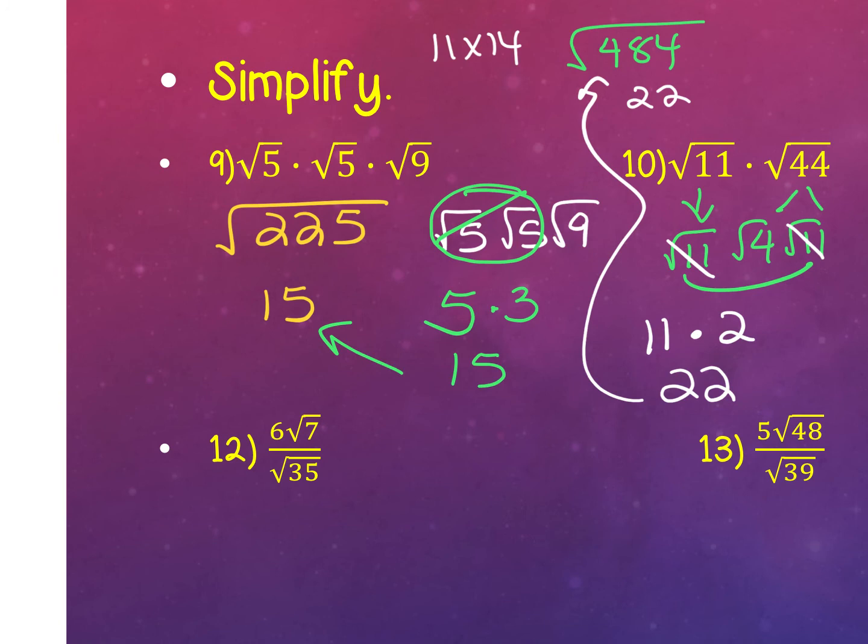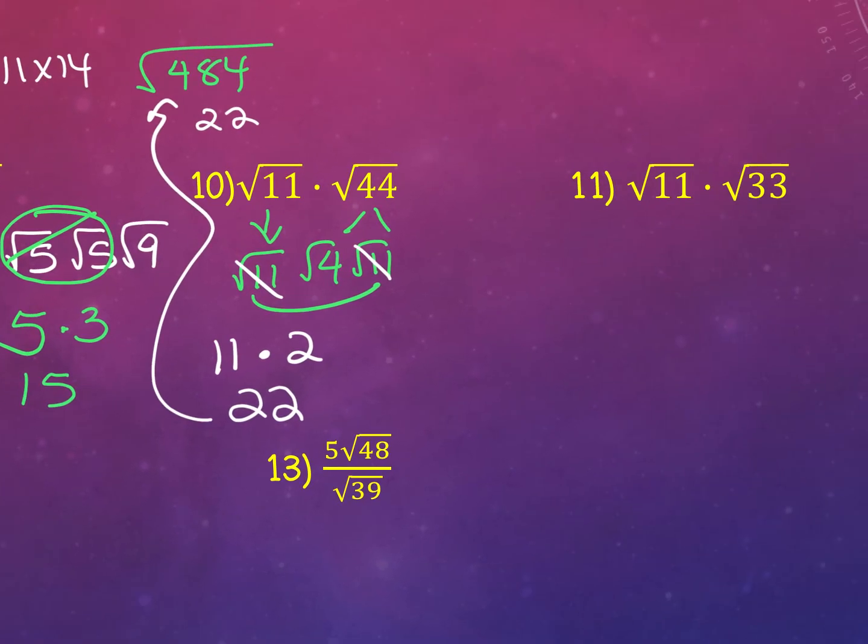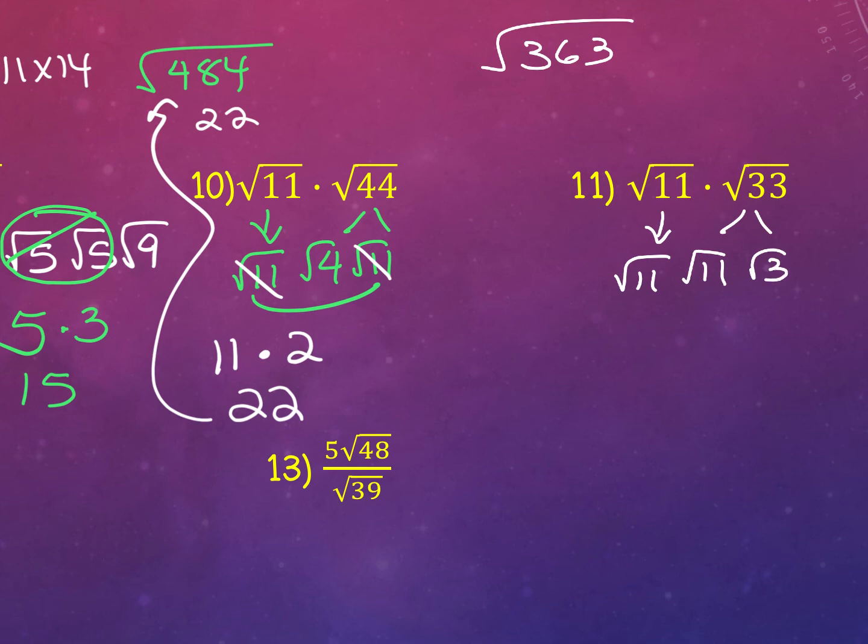Let's try number 11. Again, I'm not going to multiply 11 times 33 and then get 363 and then have to break it down. Instead, start with this. It's prime, bring it down. This one's not prime. I could make it 11 times 3. Got a pair of 11s. It comes out. The 3 stays underneath.